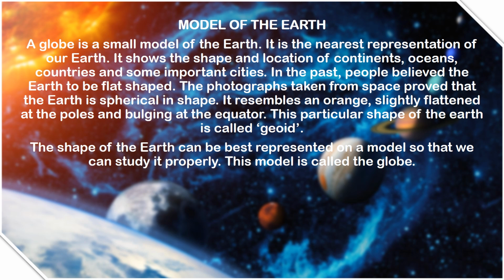In the past, people believed the Earth to be flat shaped. The photographs taken from space proved that the Earth is spherical in shape. It resembles an orange, slightly flattened at the poles and bulging at the equator. This particular shape of the Earth is called geoid. The shape of the Earth can be best represented on a model so that we can study it properly. This model is called the globe.